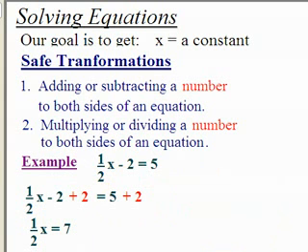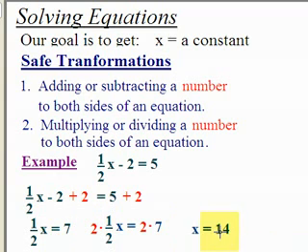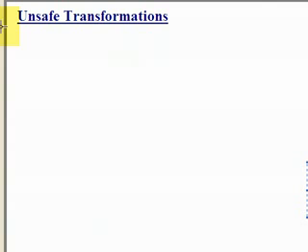Now another transformation that we make that's a very safe one is that we're going to multiply to get rid of the 1/2. We're going to multiply by 2 on both sides of this equation. And all of these are equivalent equations, and our end result is we get x to equal 14. And so our goal has been reached, and so x equals 14 is the solution.